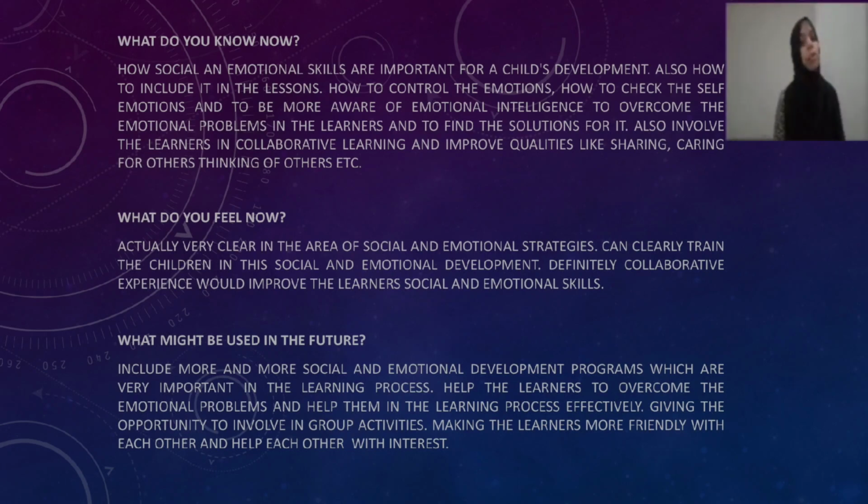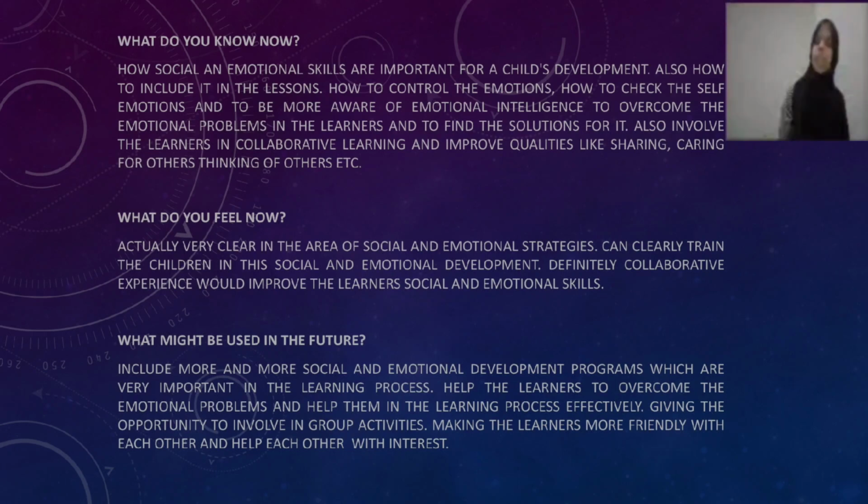How social and emotional skills are important for a child's development. Also, how to include it in the lessons. How to control the emotions, how to check the emotional problems in the learners and how to find out the solution for it. Also, involve the learners in collaborative learning and improve qualities like sharing, caring for others and thinking of others. And we really understood how the emotional and social learning is important.